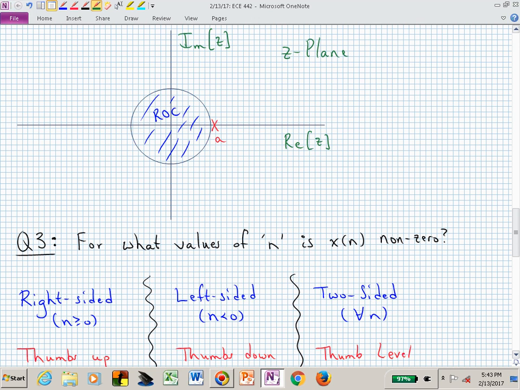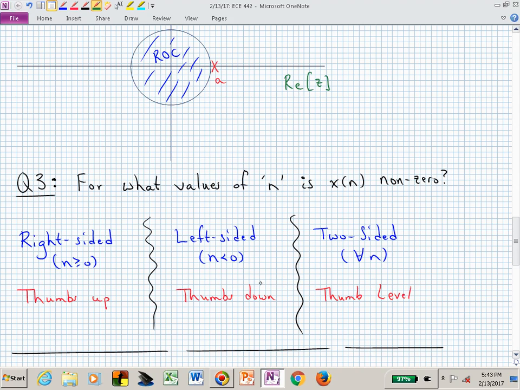So if you think back to the definition of the Z transform, the positive values of n would be z to the -1, z to the -2. That means you're dividing by z's inside the region of convergence. And if you include the origin, it's going unbounded. So you cannot have x defined for positive arguments of n. This would be then a thumbs down or a left-sided sequence.